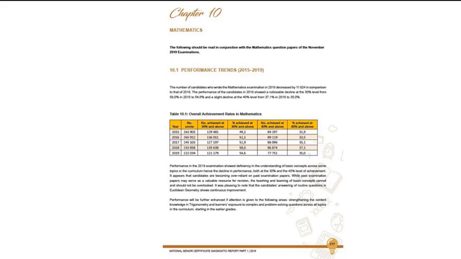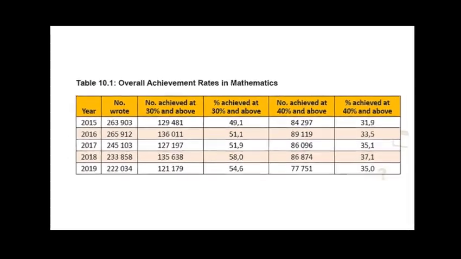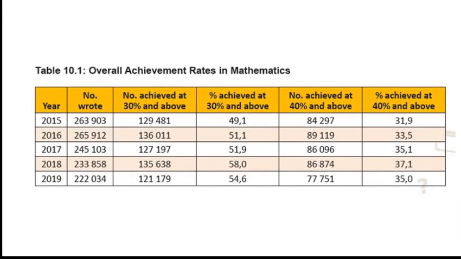The information is represented by tables and graphs to enable easier interpretation of any trends, especially on changes over the medium term, as well as changes from year to year. In the table in this section, you will see the performance of mathematics candidates over the last 5 years in terms of the number of learners who wrote, the number and percentage of learners who achieved at 30% and above, and the number and percentage of learners who achieved at 40% and above.